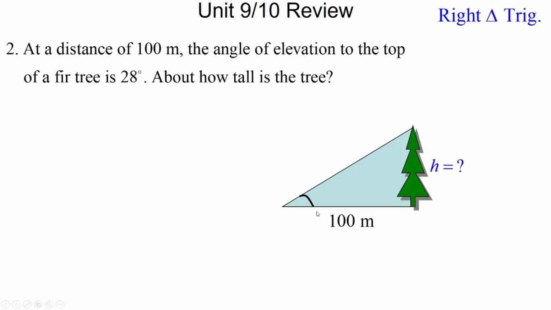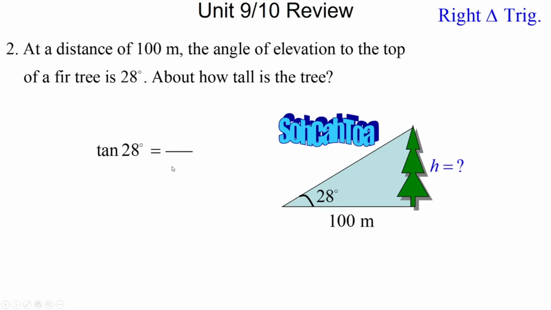So this angle right here is 28 degrees. So can we go tangent of 28 degrees would have to equal h over 100? Well, SOHCAHTOA, see that tangent is opposite to adjacent right there. So tangent of 28 degrees is h over 100. And now one step, let's just multiply both sides by 100. So h is approximately 100 times tangent of 28 degrees.